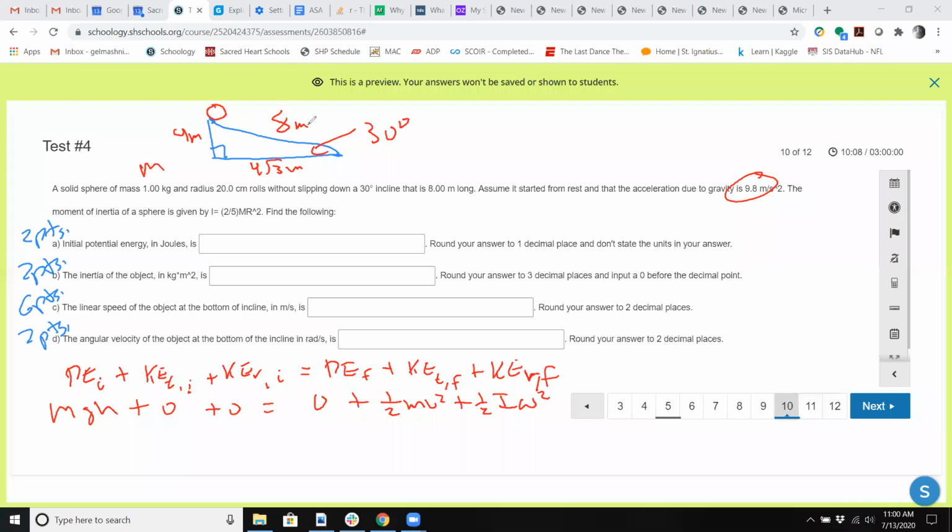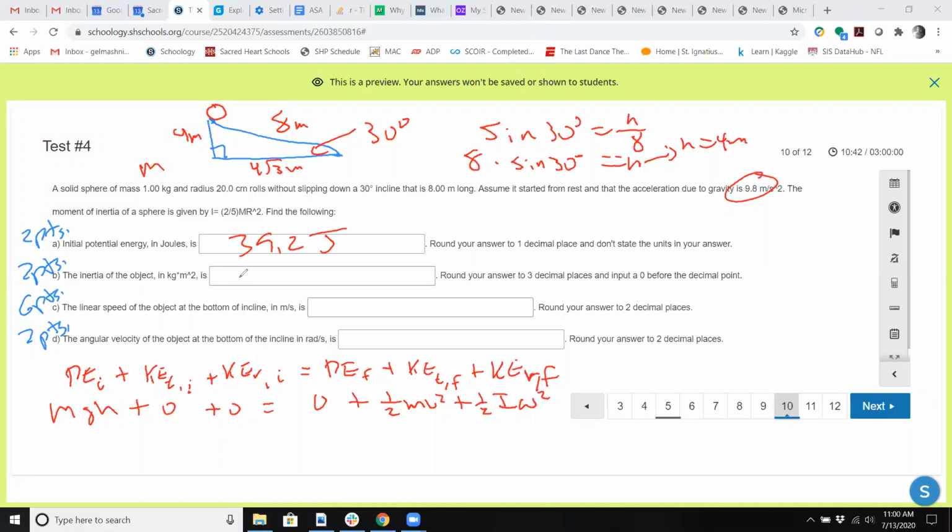If you just use basic SOHCAHTOA rules, because sine 30 degrees will be your height over 8. So your height's going to be 8 times sine 30 degrees. Sine 30 degrees is actually 0.5 if you plug it in your calculator. So height's just 4 meters again. So that's all you're plugging in. You're doing 4 times your mass times your acceleration due to gravity. And I said around the 1 decimal place, you should get 39.2 joules.